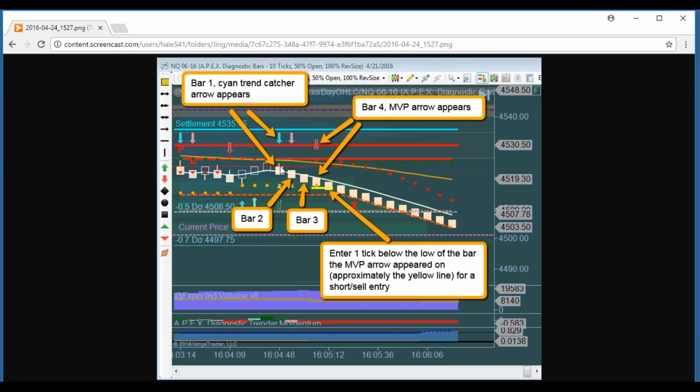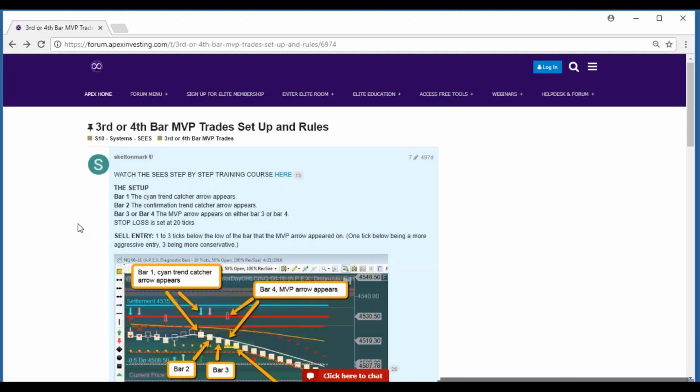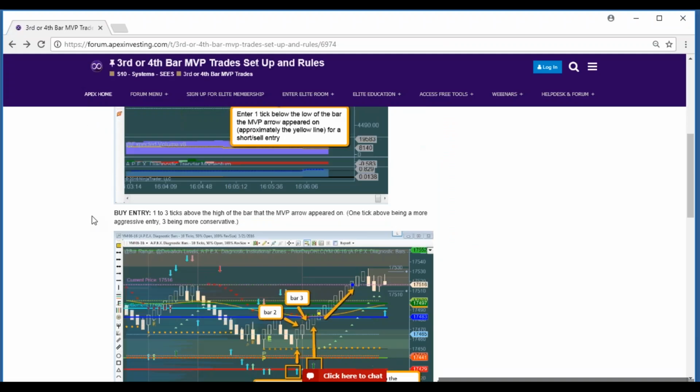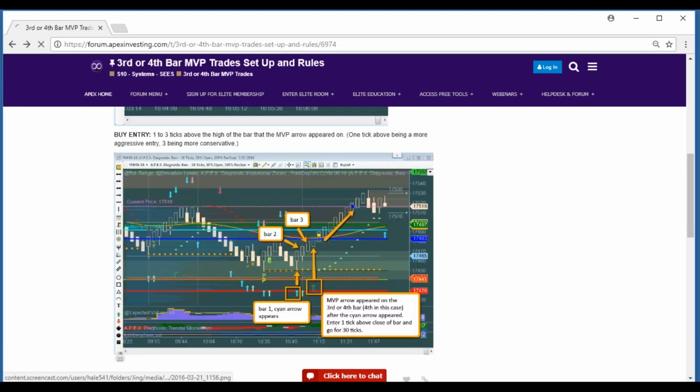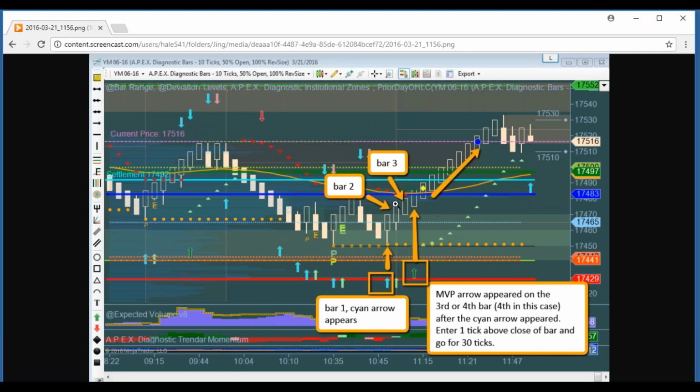On the first bar, we've got the cyan arrow. On the second one, we've got that. And on the 3rd or 4th, we've got the MVP. So the MVP switches on the 3rd or 4th bar along with those other things. And we take a short. Okay? And that can be, again, between power plays, right? As the market's coming up and down.